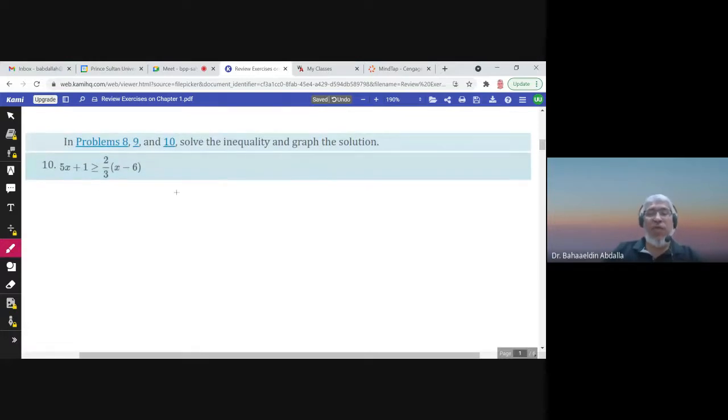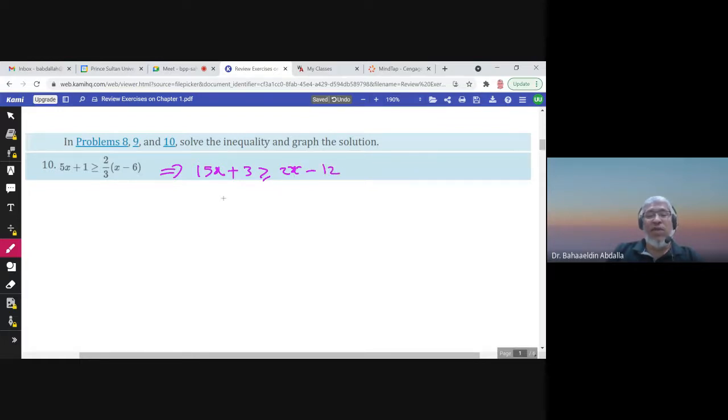Here, solve the inequality and graph the solution. I have a denominator 3, so I will multiply everything by 3. So 3 times 5x is 15x, and 3 times 1 is 3. And if you multiply the right-hand side by 3, it cancels with the 3 in the denominator, and I have 2 times x, which is 2x, and 2 times 6 is negative 12.